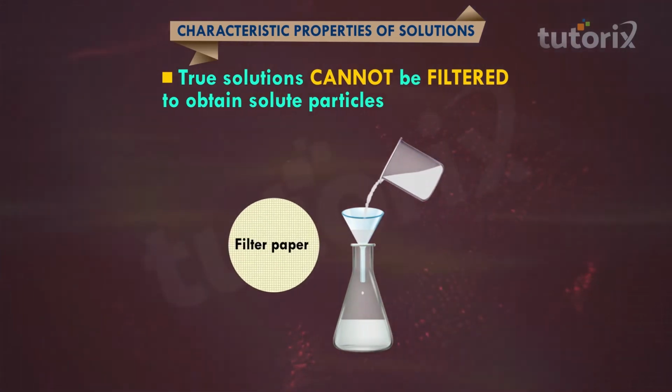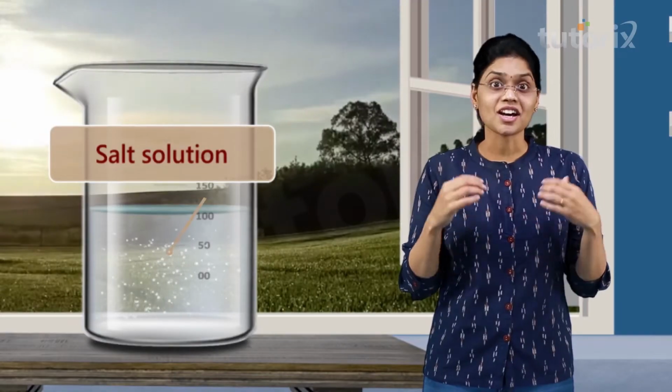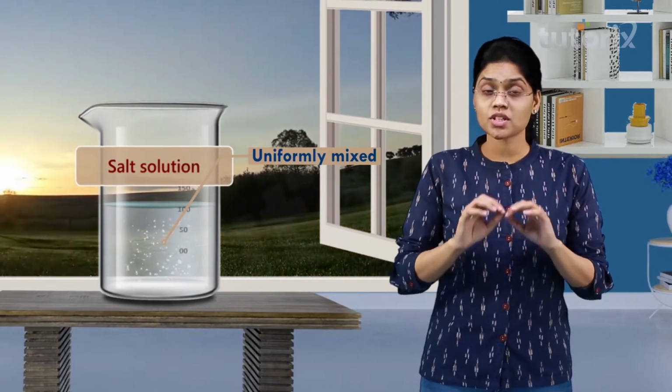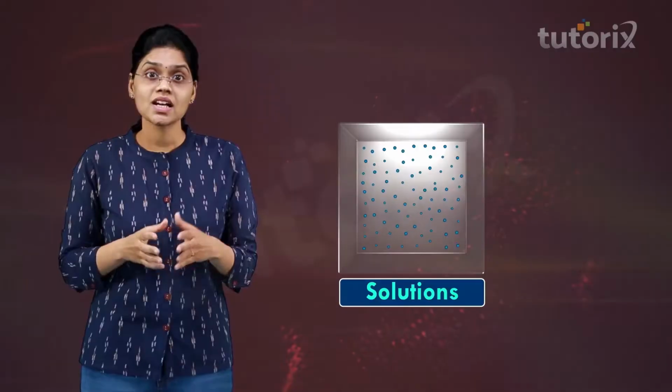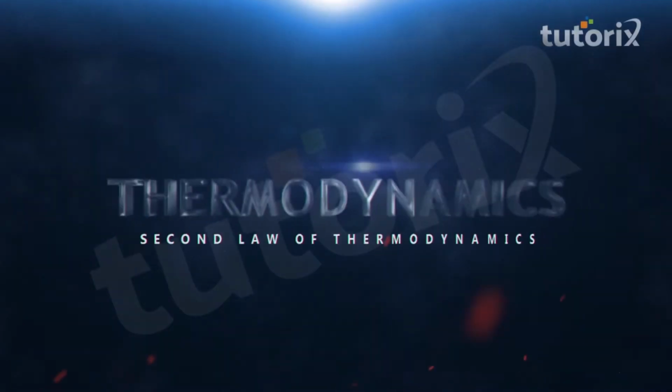You see, the average pore size of a filter paper is about 10 micrometers. But as we just discussed, particles are uniformly mixed. Nothing really happens to it even if we leave the solution undisturbed for a while. Unlike suspensions and colloids, which have particles of much larger size.